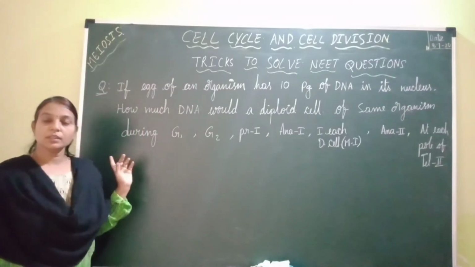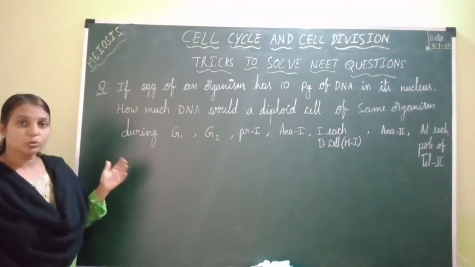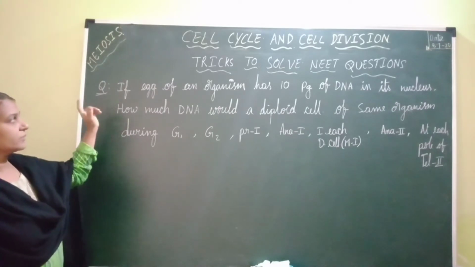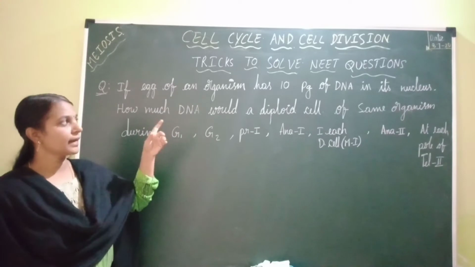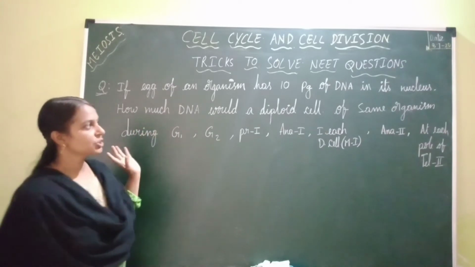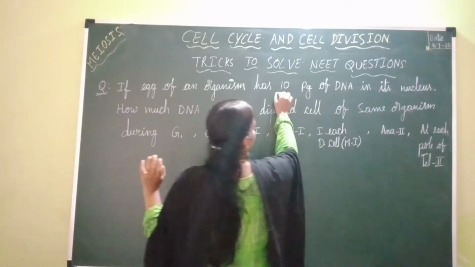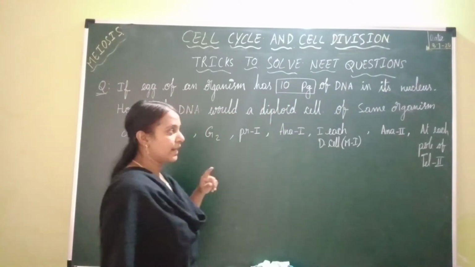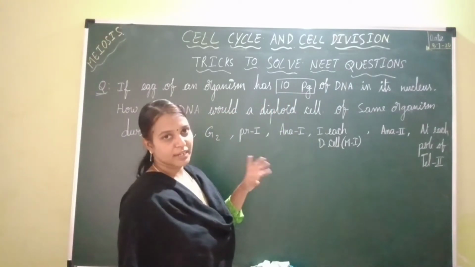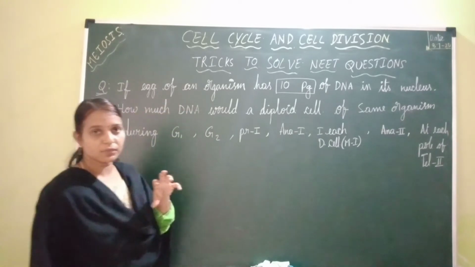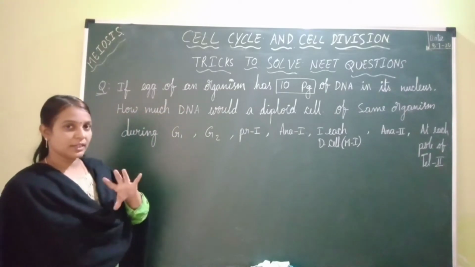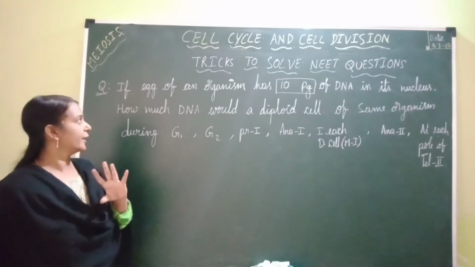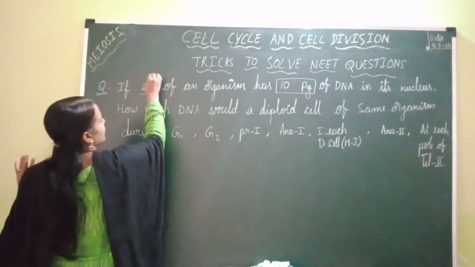Hello students, in this video I am going to explain how to solve some questions related to meiosis. Okay, this is the question. If an egg of an organism has 10 pg of DNA, 10 pg is nothing but picograms, in its nucleus, that means the amount of DNA present in the nucleus of the egg. The egg is haploid, with 10 pg.